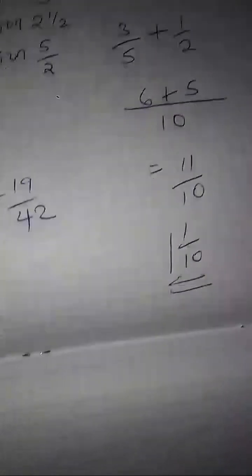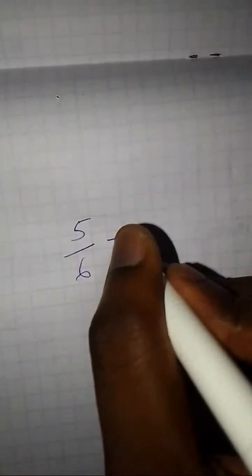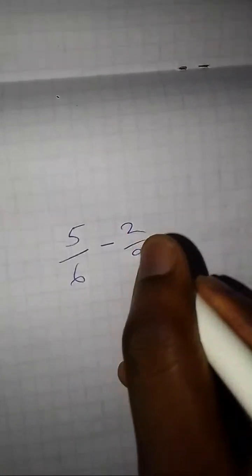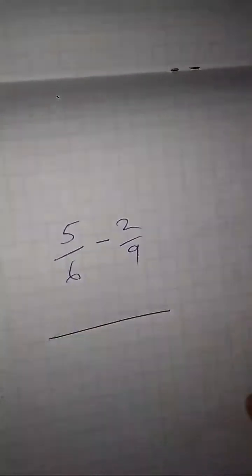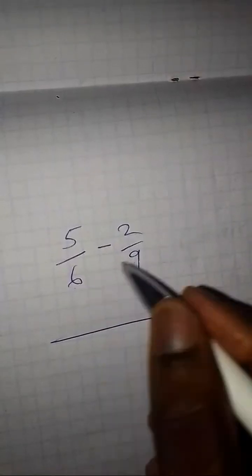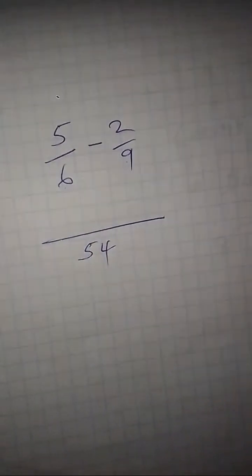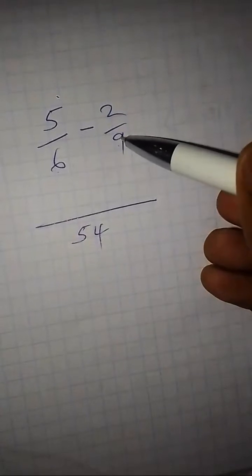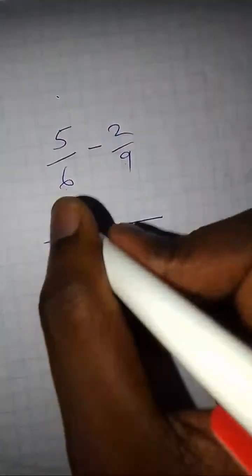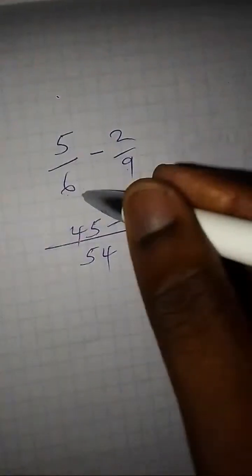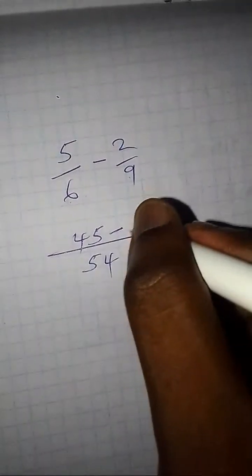Let's now talk about subtraction. Let's have 5 over 6, and we subtract from it 2 out of 9. The same case, we multiply 6 by 9, which is 54. So we shall have our 54 here. Then from there we multiply 9 by 5, which is 45. Then we subtract 6 by 2, which is 12.